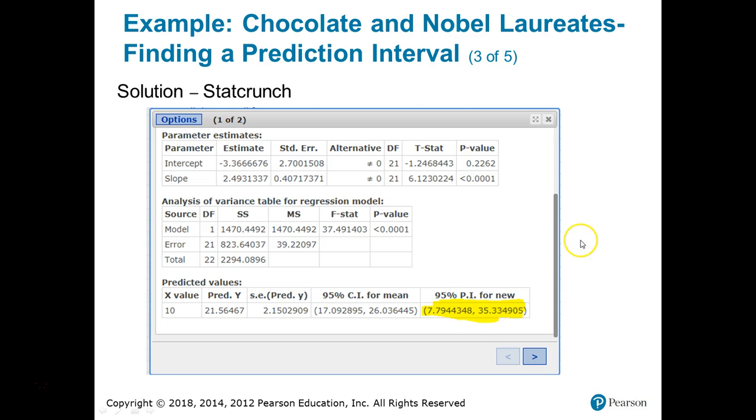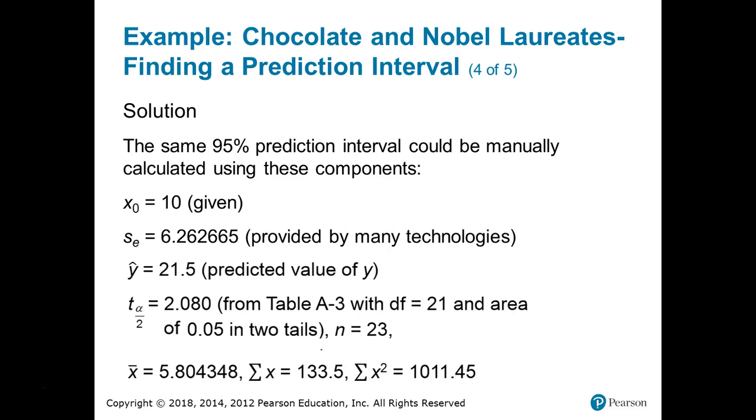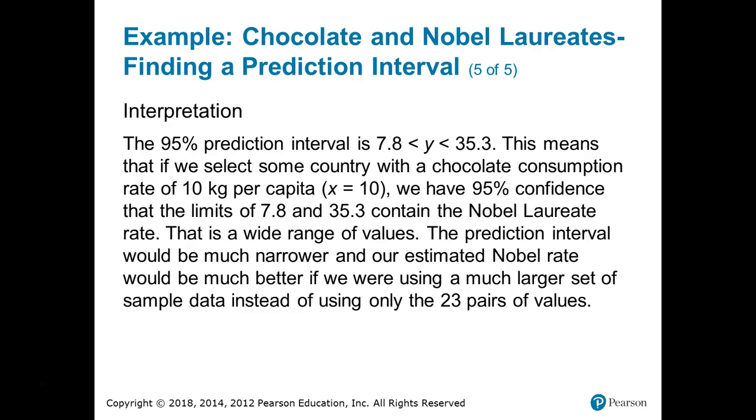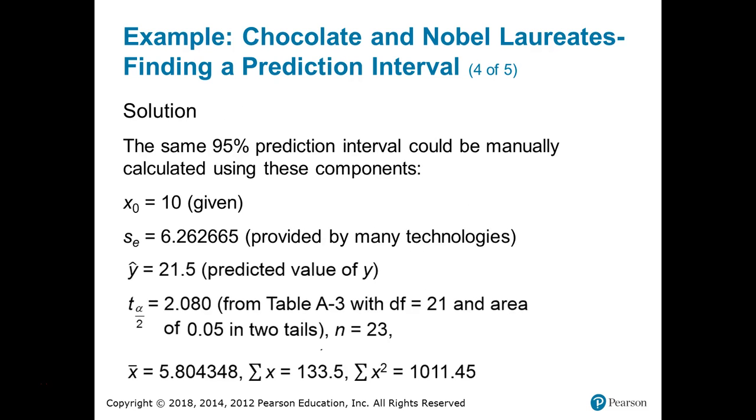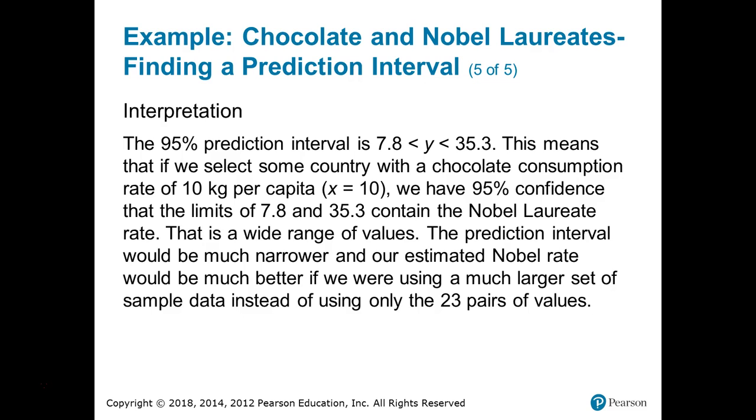So here is your confidence level right here. You're 95% sure that the true value of y will fall between 7.79 and 35.33. Okay? You can also calculate this by using the hand calculations as well. Why you would, I don't know. So the interpretation is that the 95% level is between 7.8 and 35.3. So it means that if we select some country with a chocolate consumption rate of 10 kilograms per capita, we have a 95% confidence that the limits of 7.8 and 35.3 contain the Nobel Prize rate.